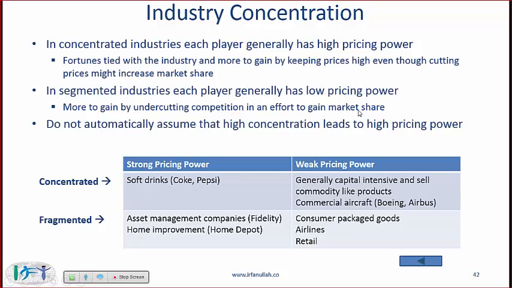Now, you might think that high concentration automatically means high pricing power, but this is not always the case. If you have a concentrated industry, obviously there are scenarios where there is high pricing power, such as in the soft drink industry. This is a concentrated industry, and Coke and Pepsi have high pricing power. But it is also possible that pricing power is weak. Generally, in capital intensive businesses which sell commodity like products, we will have weak pricing power.